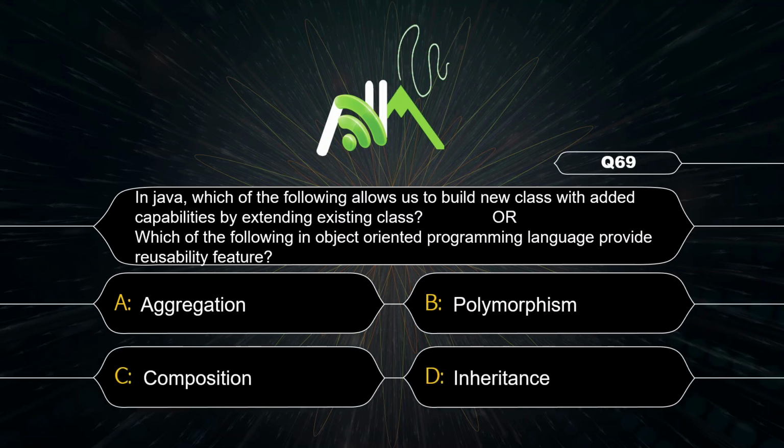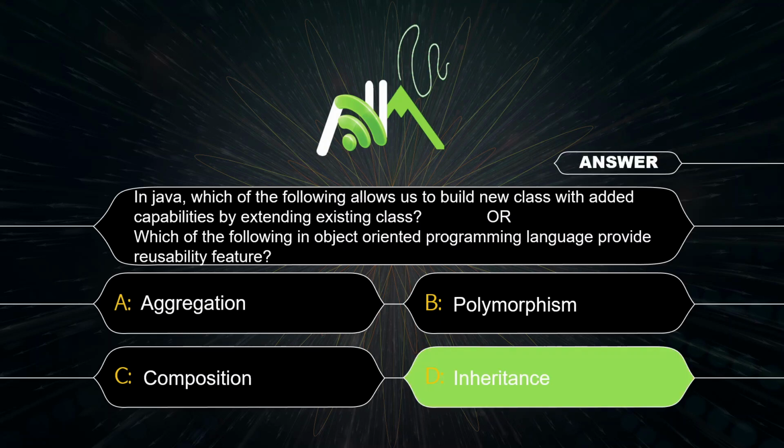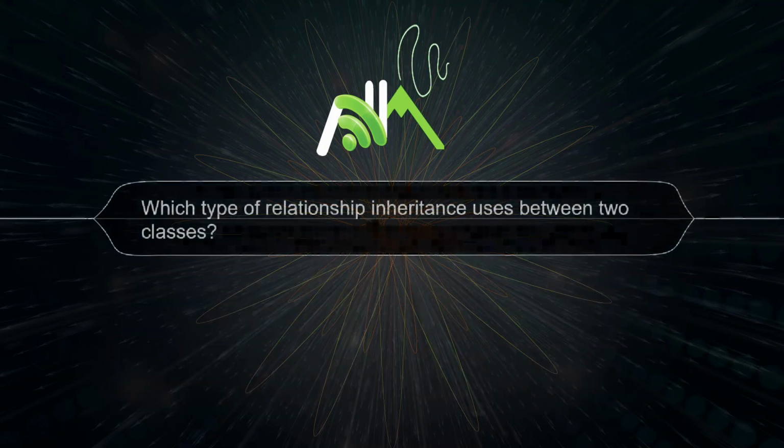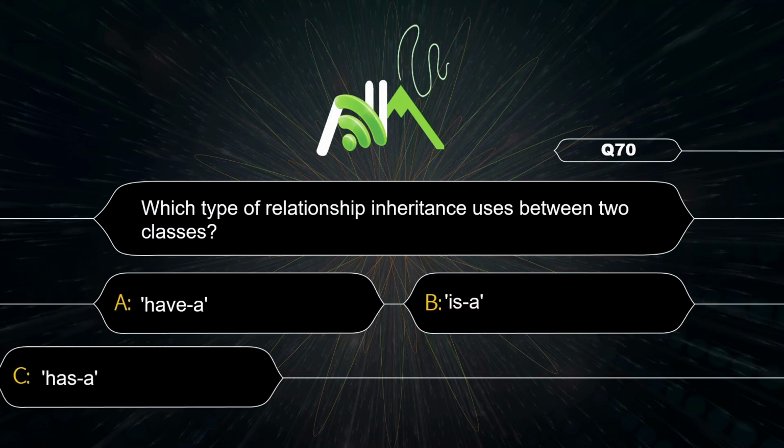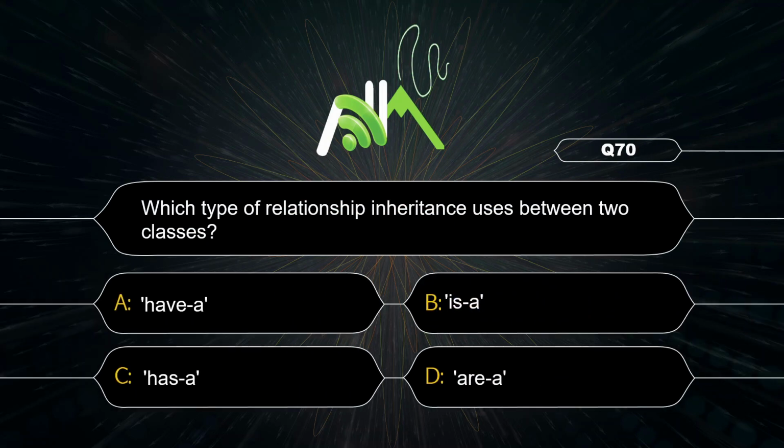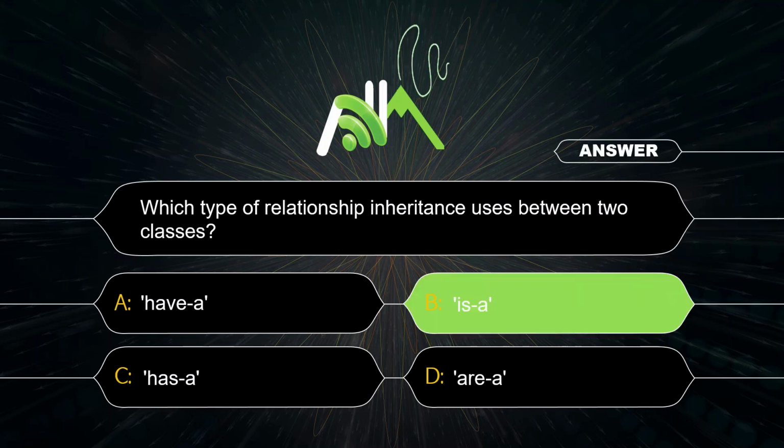Here, we build a new class with added capability by extending an existing class. This feature provides reusability, that is inheritance. Option D. Which type of relationship is used between two classes in inheritance? That is is-a, option B.